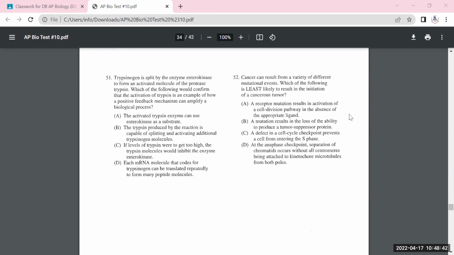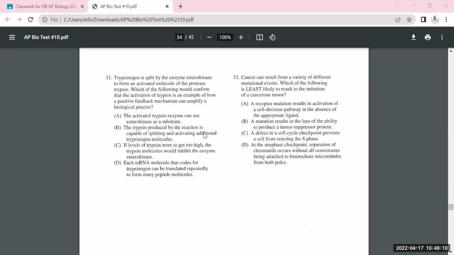Okay, trypsinogen is split by the enzyme enterokinase to form an activated molecule of the protease trypsin. Which of the following would confirm that the activation of trypsin is an example of how a positive feedback mechanism can amplify a biological process? Okay, so positive feedback, product goes back, right? Stimulates a reaction, right? A pathway, right?